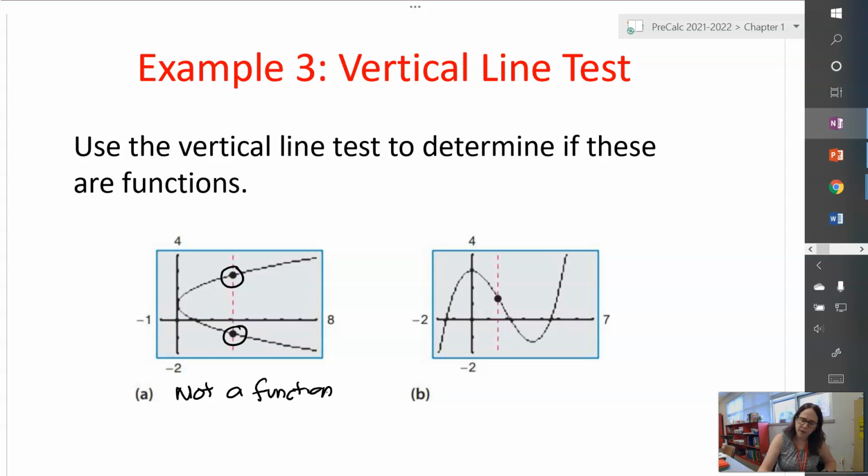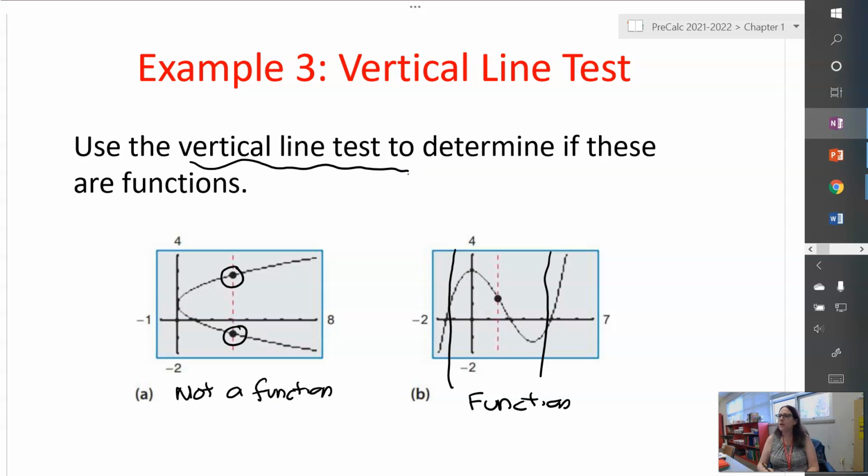Whereas over here, if I draw a vertical line anywhere on this graph, here, here, I'm only going to intersect the graph once. So this is a function. So use your vertical line test. You can also use your pencil.